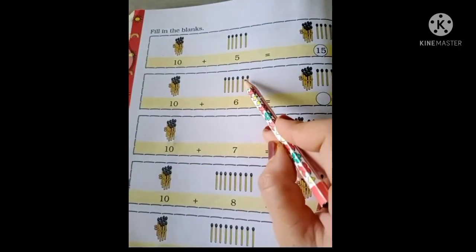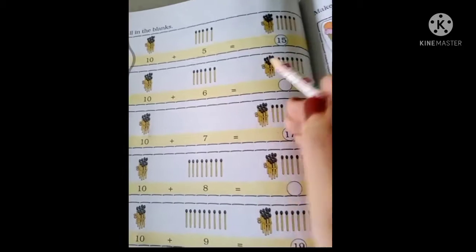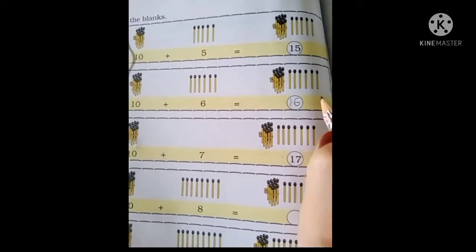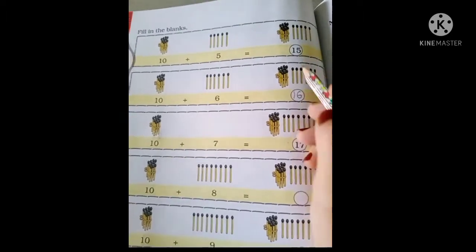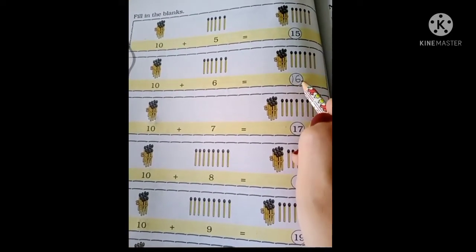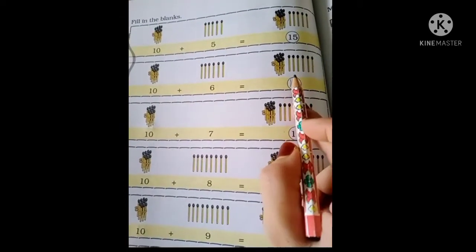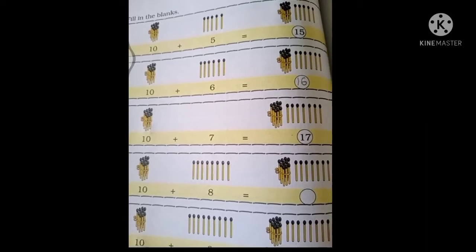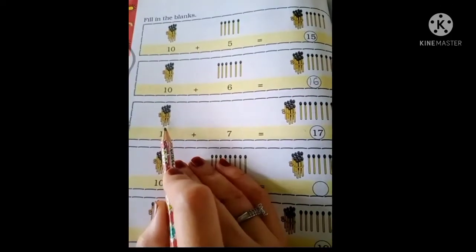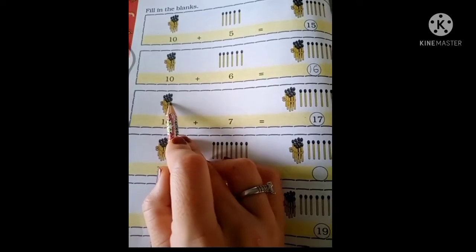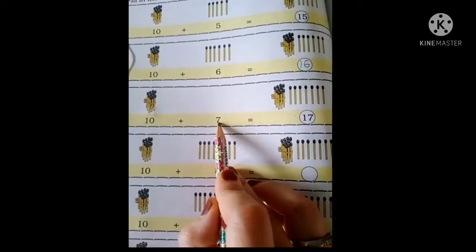Then next, bundle of 10 sticks and 6. So 10 plus 6, what we get students? 1, 6, 16. So that means after 15, which number we get? We get 1, 6, 16. So here in the circle, you have to write down the 16 number. Yes or no everyone?